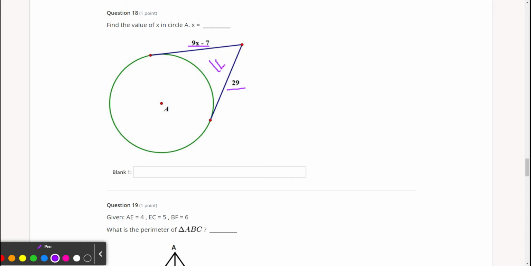So this is like the ice cream cone ones. These are just tangents. They meet the circle at right angles. You probably won't need to know that, hopefully. But they are congruent to each other. So you just set this up: 9x minus 7 equals 29. It's 4. I love it when it's easy.